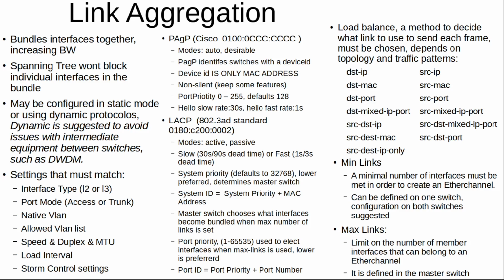Port Aggregation Protocol operates in two modes, auto and desirable. Auto and auto will not bring an interface into an EtherChannel, so you must use desirable and desirable, or desirable and auto. And this protocol identifies switches with a device ID that is only the switch's MAC address. It can operate in non-silent mode when you connect a device that is not Port Aggregation Protocol capable, and you still want to keep some of the features on your side.